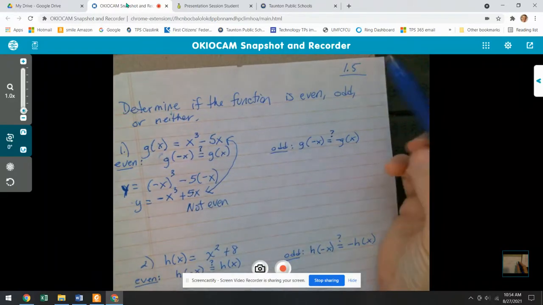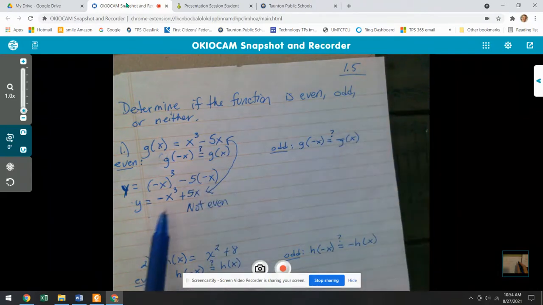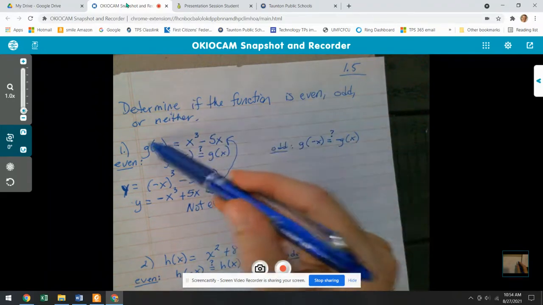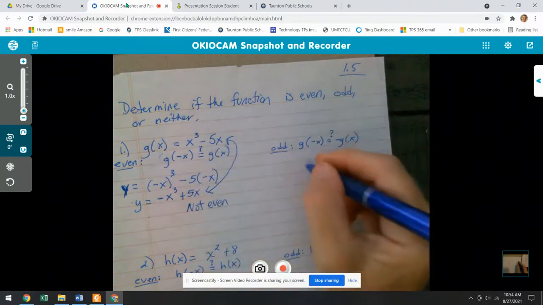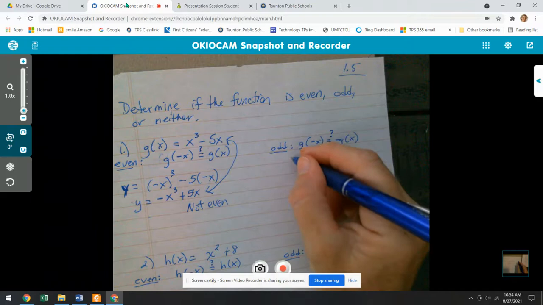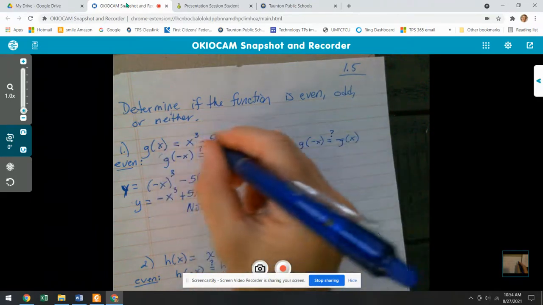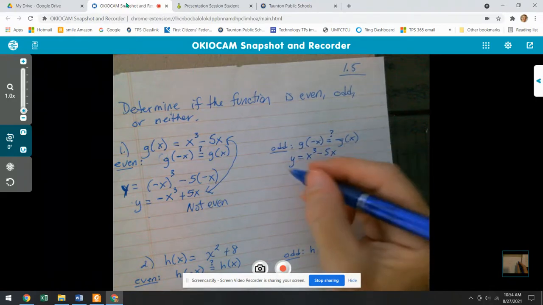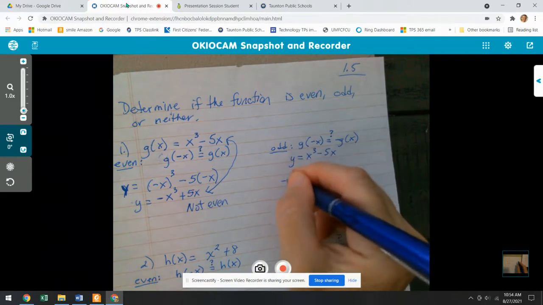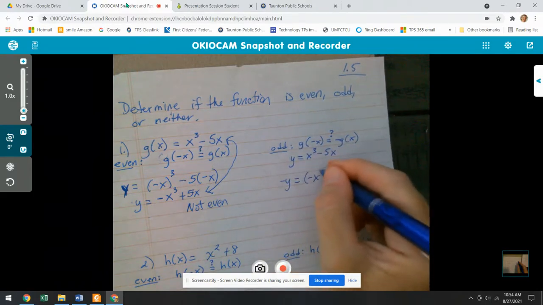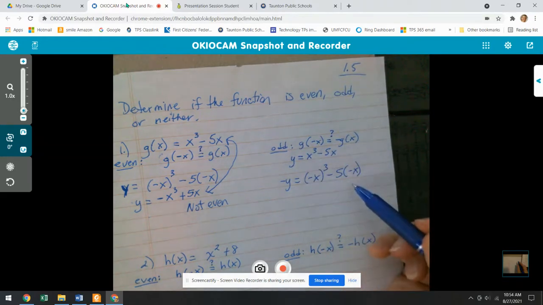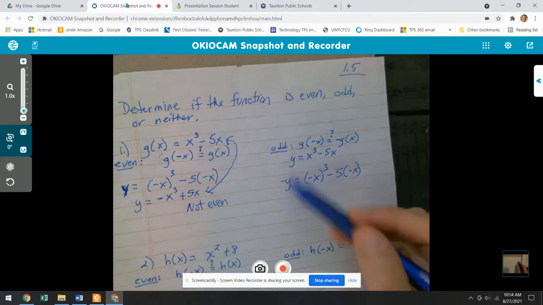Okay, let's check for odd. For odd, we're actually going to take what we just had, and we're going to see if it's the same as if we have a negative y. So let me rewrite this. Here's our original equation, and I'm going to change the g of x to y. So I'm just copying this: y equals x cubed minus 5x. And to test for odd, we put in a negative y and a negative x. So there's a y. I'm going to make it a negative y, negative x cubed minus 5. So again, everywhere I saw an x, I changed it to negative x. Everywhere I saw a y, I put a negative y, because that's the test for an odd function.